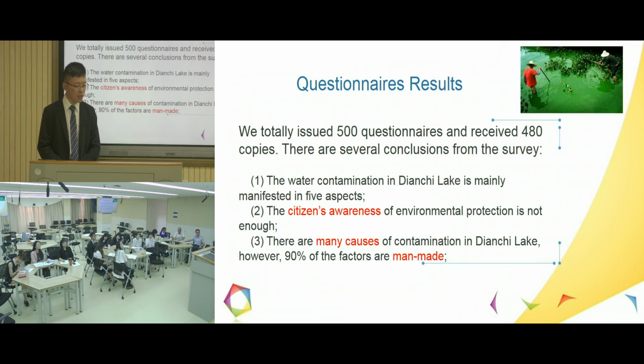1, the water contamination in Dianchi Lake is mainly manifested in 5 aspects. 2, the citizens' awareness of environmental problems is not enough. 3, there are many causes of contamination in Dianchi Lake. However, 90% of the factors are man-made. That means most of the factors are human factors.